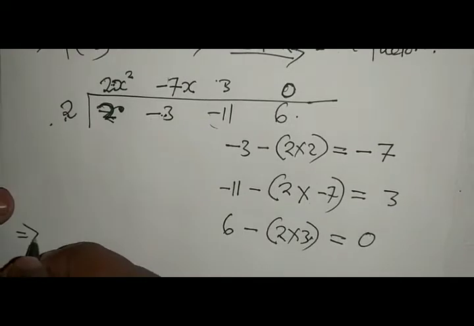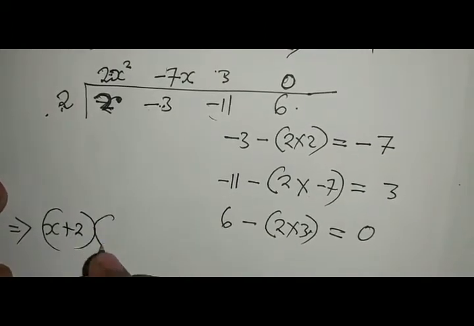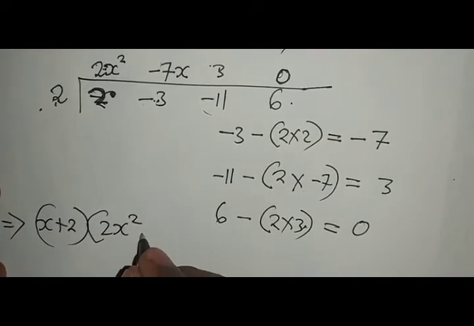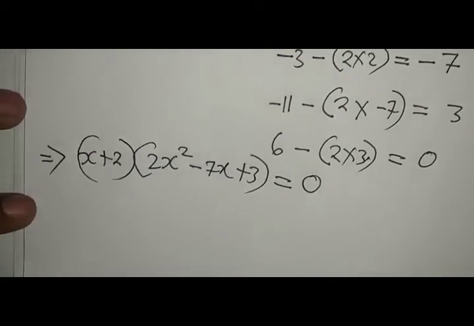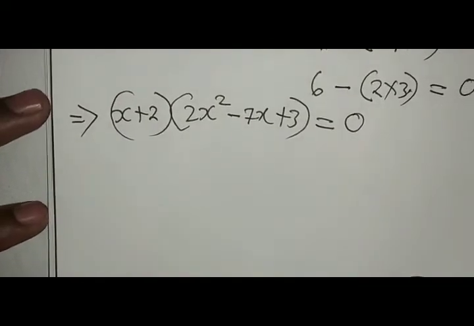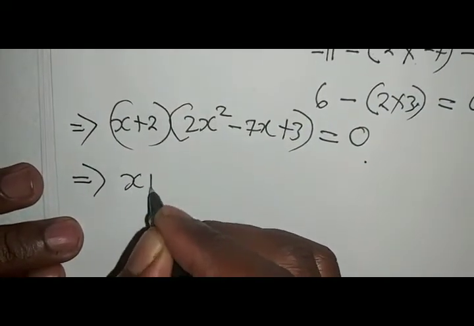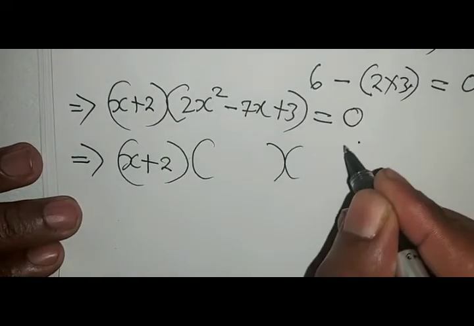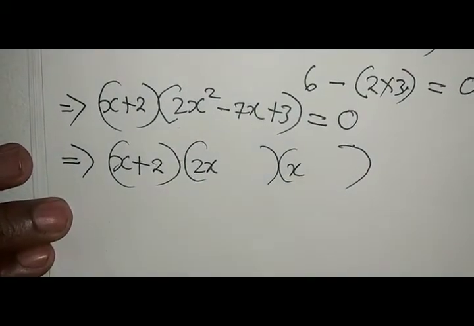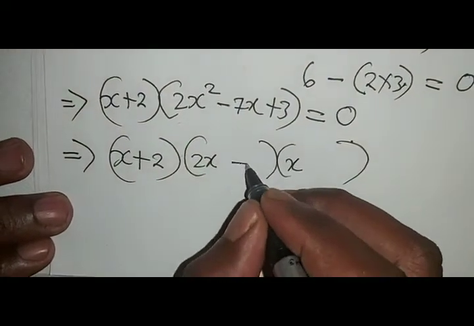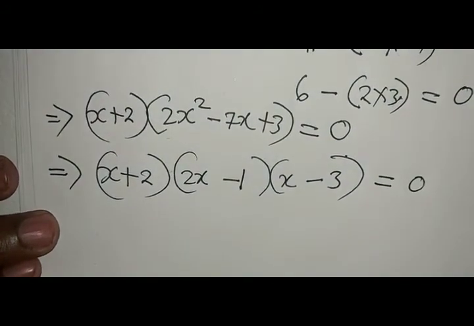Remember, this is not just 2, it's (x + 2) into (2x² − 7x + 3), and we are saying it equals 0. Going forward, instead of solving for f(x), we just solve this one, which implies (x + 2) into, then we factorize there. Here it must be 2x and x. We are factorizing this part, so it will be −1 and −3, equals 0.